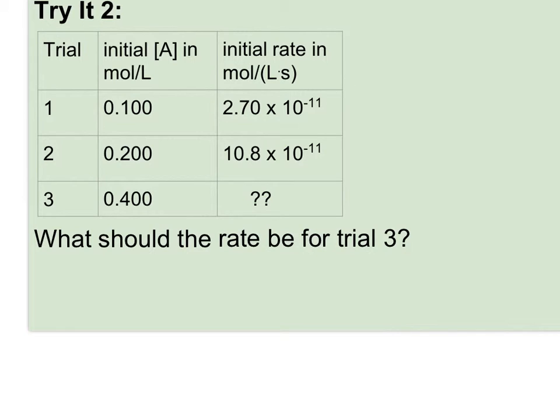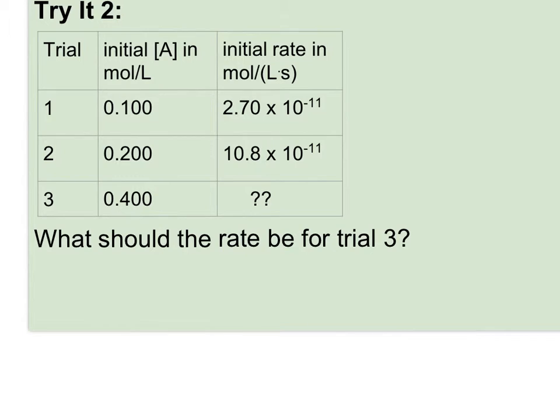So when I look at doubling A from 0.1 to 0.2, I see that my rate went up a bit. So how much greater is that? Well, if I take 10.8 times 10 to the minus 11th and divide by 2.7, I see that that is 4 times as much. So doubling A caused the rate to quadruple, or increase 4 times. So that lets me know A is second order.